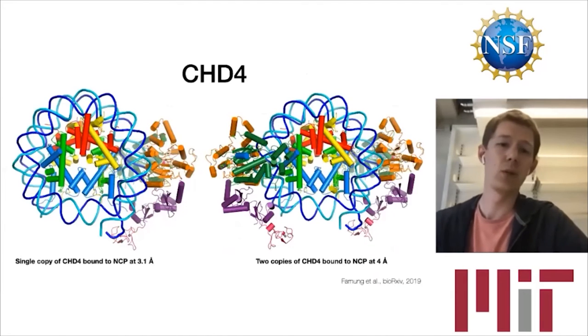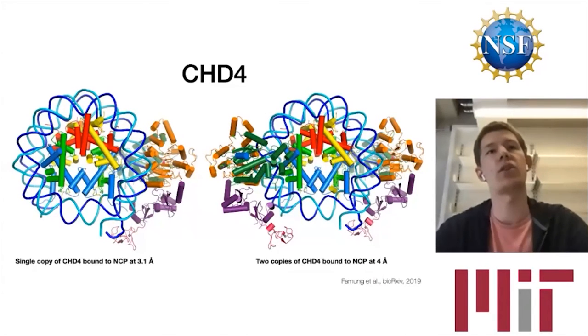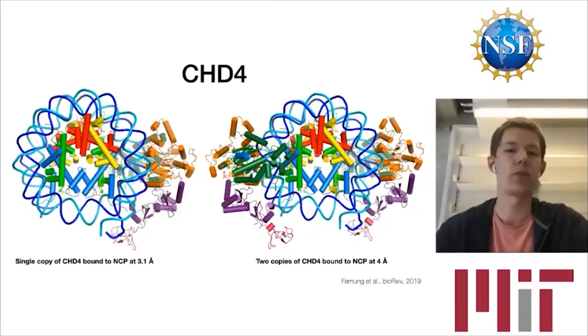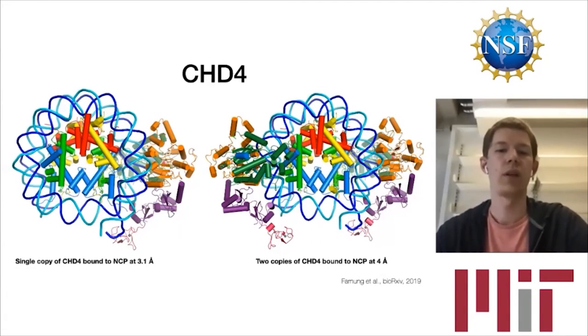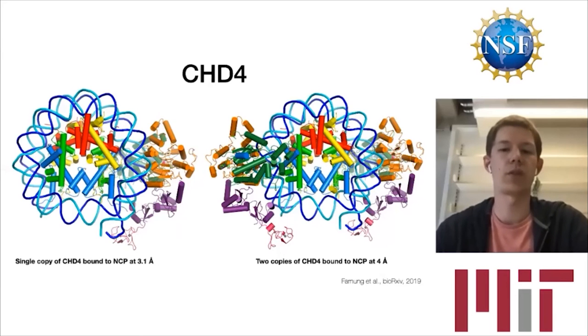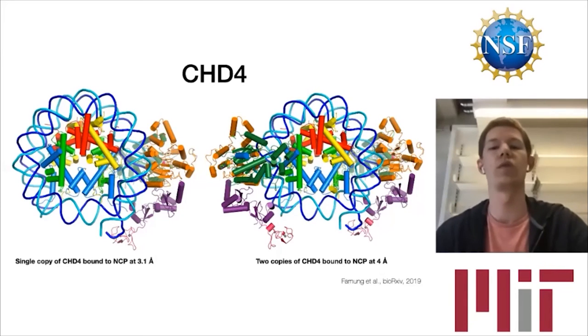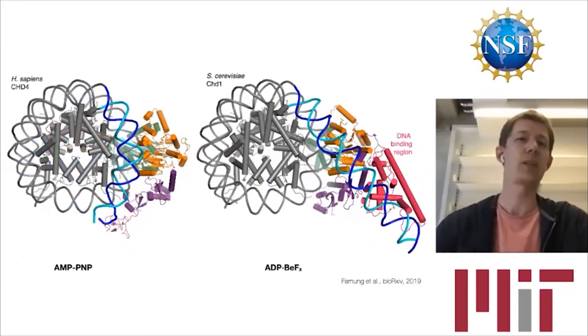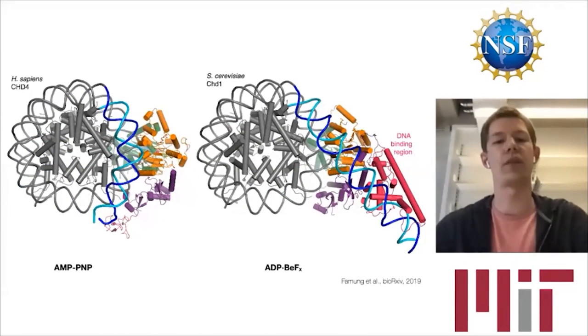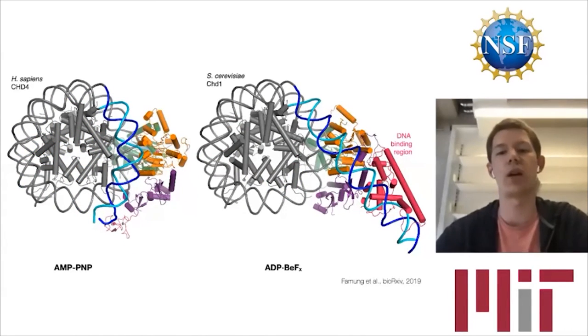So using again cryo-EM, I was able to obtain the structure of a single copy of CHD4 bound to a nucleosome, as well as 2 copies, at a resolution of 3.1 and 4 angstrom. The single copy of CHD4 bound to the nucleosome core particle is to date the highest resolution structure of any chromatin remodeler-NCP complex. And it shows, compared to CHD1, overall a very conserved architecture. The most striking difference, however, was that CHD4 is not able to unravel nucleosomal DNA, as you can see here, which is consistent, of course, with its role in heterochromatin maintenance, where this is probably not favorable.